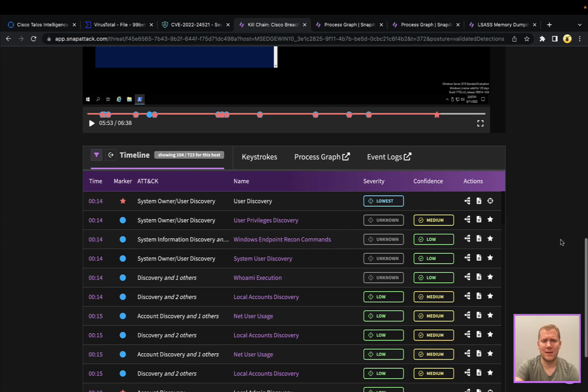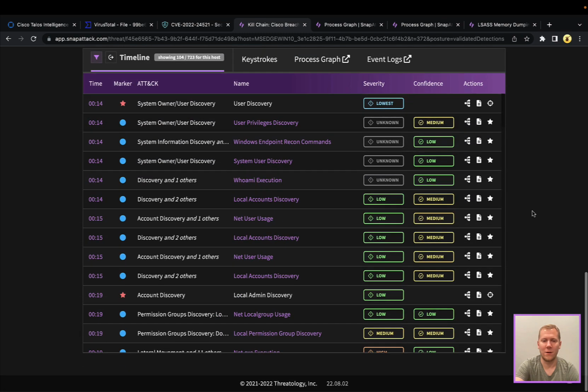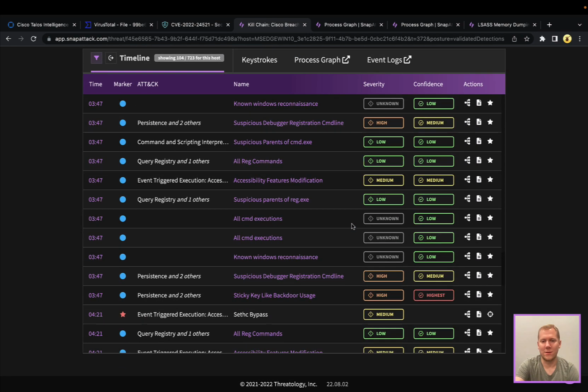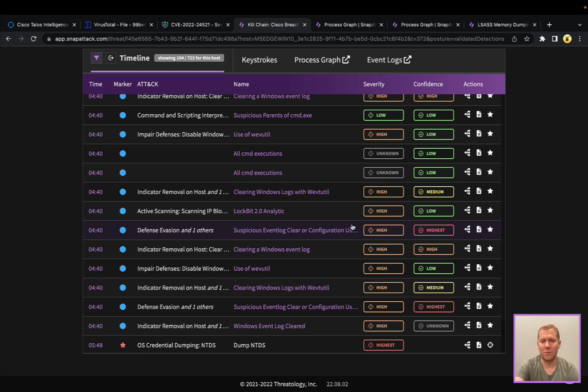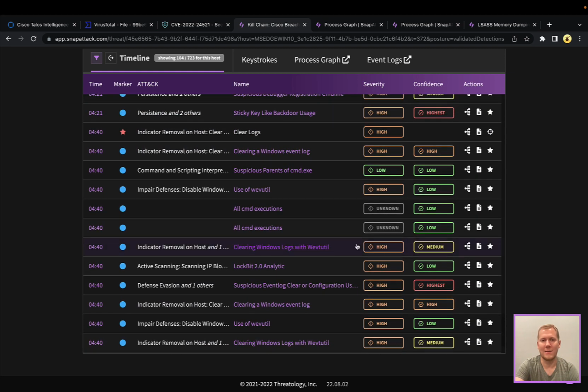So again, SnapAttack view, we can take a look here, we can see all of those attacks that were used as this kill chain. So our threats, those are all labeled with our red stars. We can see the severity, so doing user discovery, again, pretty harmless, not very severe, all the way down to things like dumping the registry, specifically those hives, dumping NTDS, those are high severity.